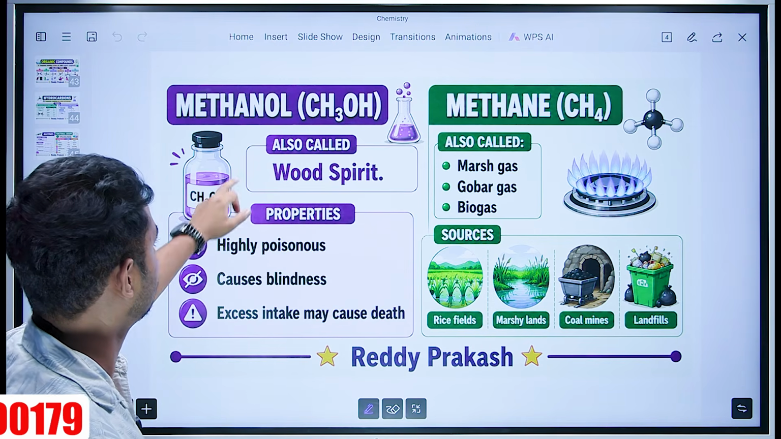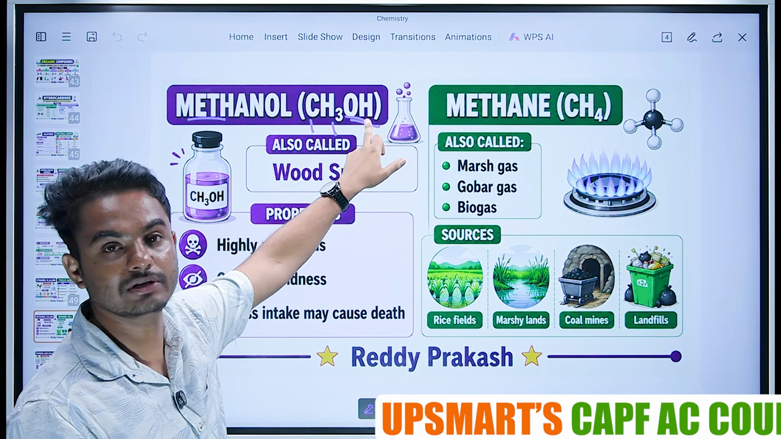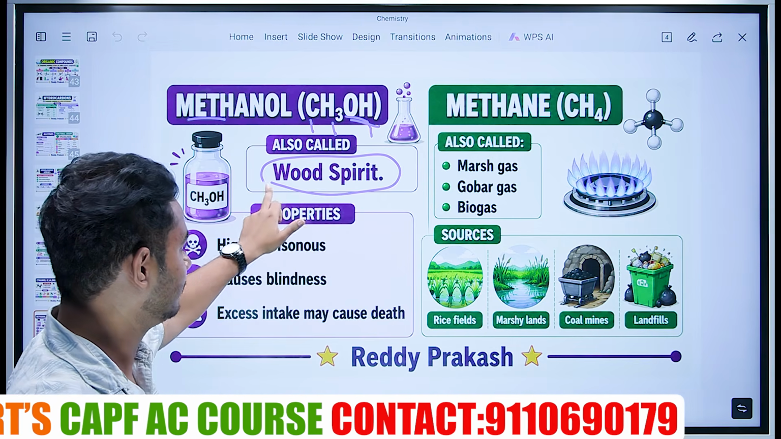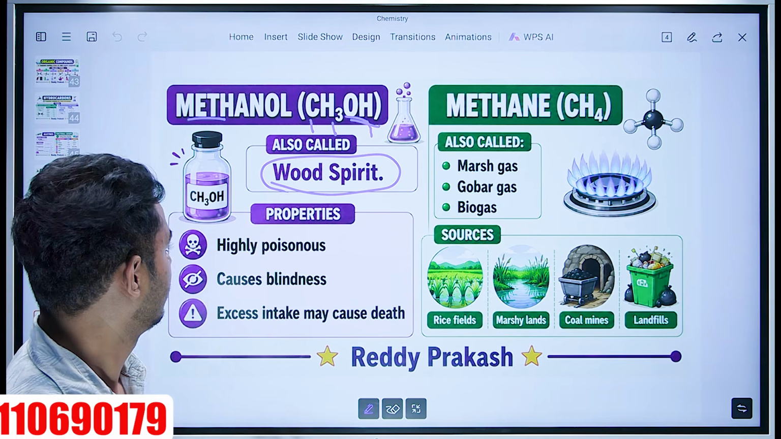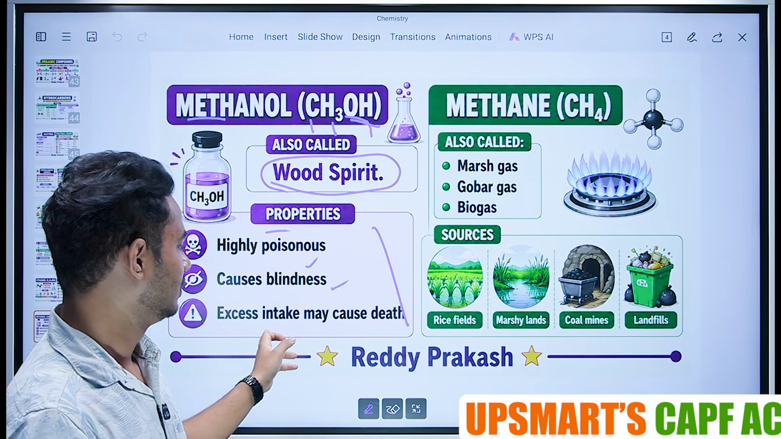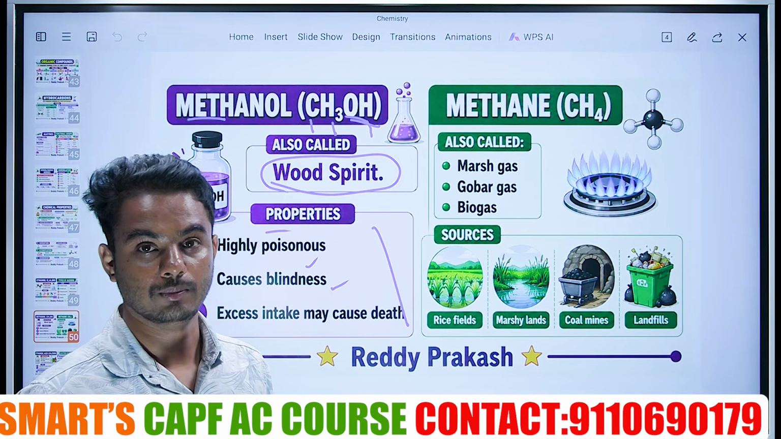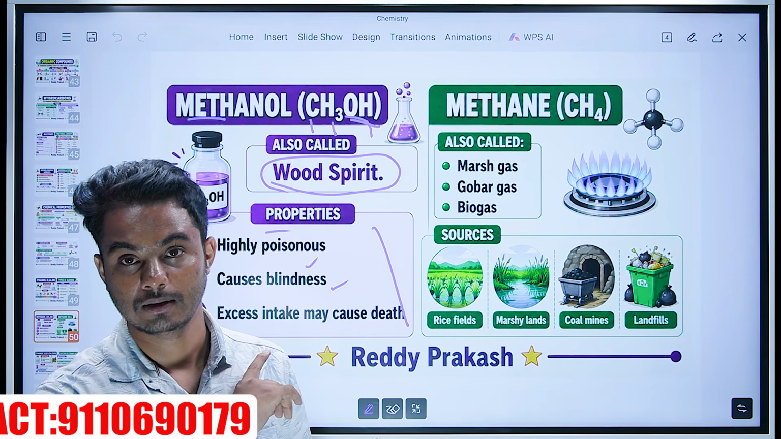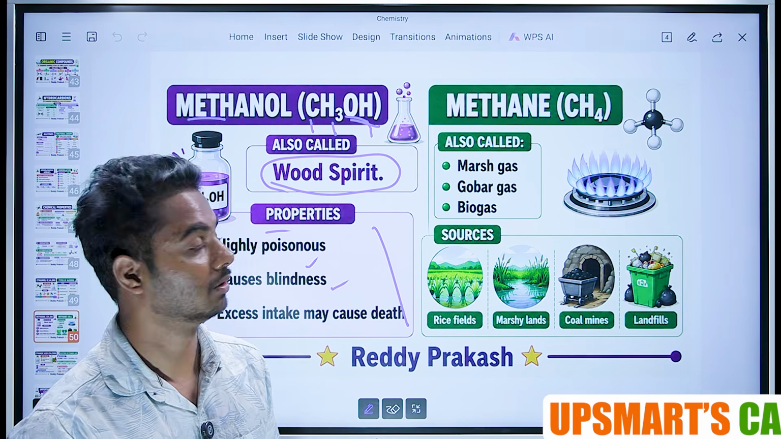Methanol and methane. I told you, methanol means meth means one carbon. CH3OH. This is methanol. It is also called wood spirit. Wood spirit means methanol. The other one is ethanol. Properties, just read this. It is poisonous. It may cause blindness. If we take more, we can die. That is why the alcohol which we consume is ethanol, not methanol. Methanol is very dangerous. We consume ethanol.